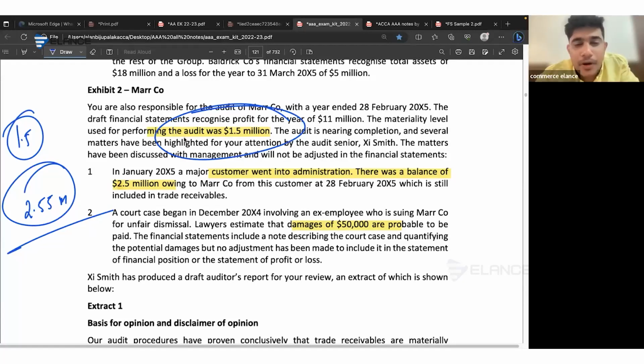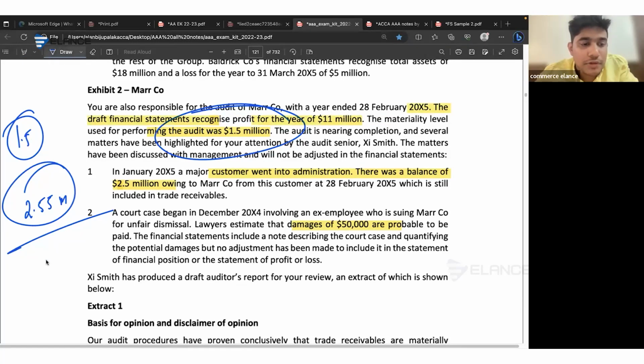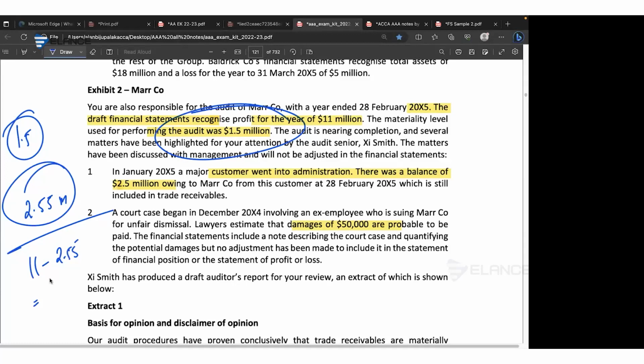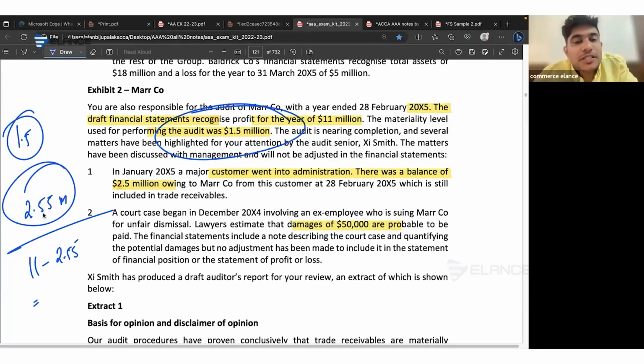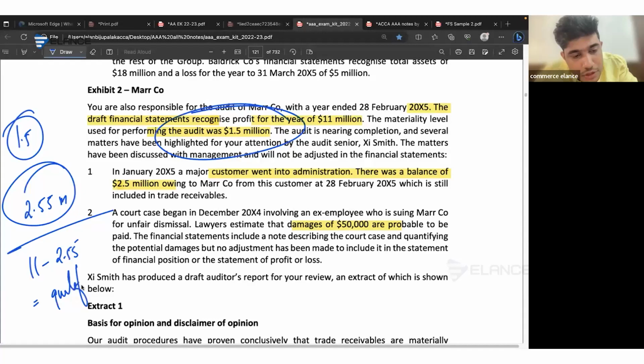Then, is that pervasive? No, because the company has a reported profit of 11 million. So if we reduce the profit by 2.55 million, will it be restated into losses? No, definitely not. So it's not a pervasive mistake. It's a mistake which is material but not pervasive. What opinion do we need to express over the company's financials? Qualified opinion.